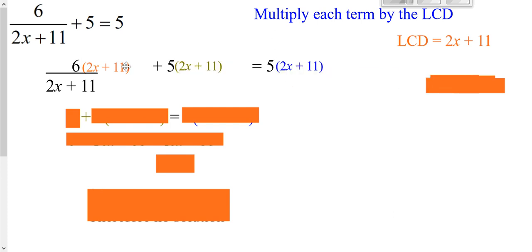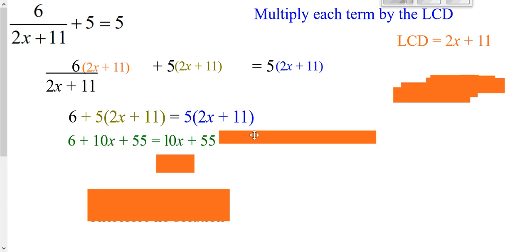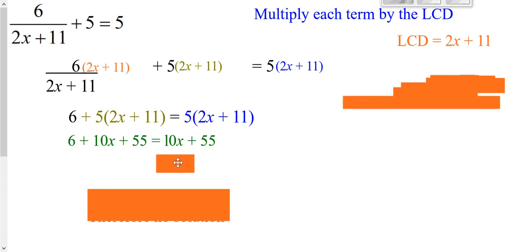You'll notice over here you have a 2x plus 11 over a 2x plus 11. They're going to drop, leaving you that 6. So here we just have the black 5 times our LCD. Here we have our black 5 times our blue LCD. So all we have to do is distribute our 5 into our parentheses, distribute this 5 into our parentheses, bring down that 6, collect our like terms.